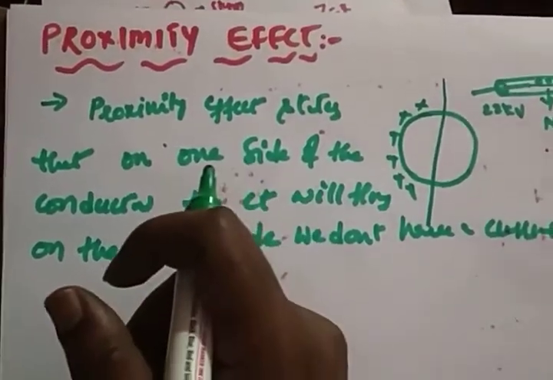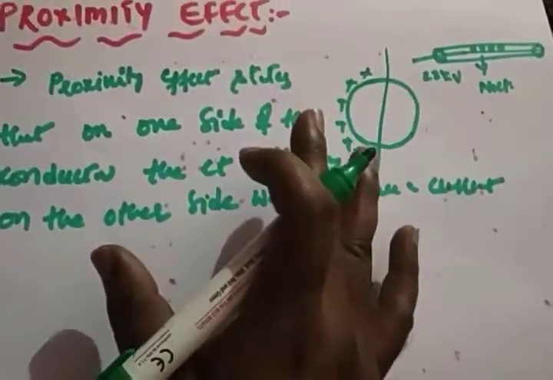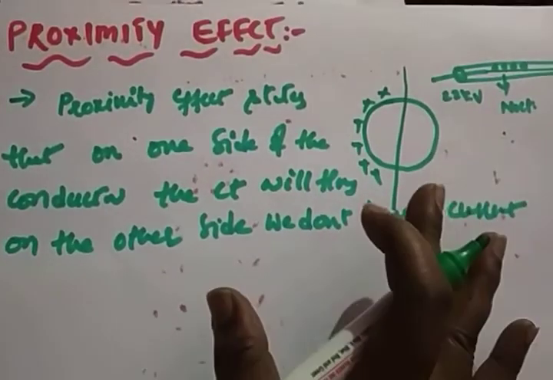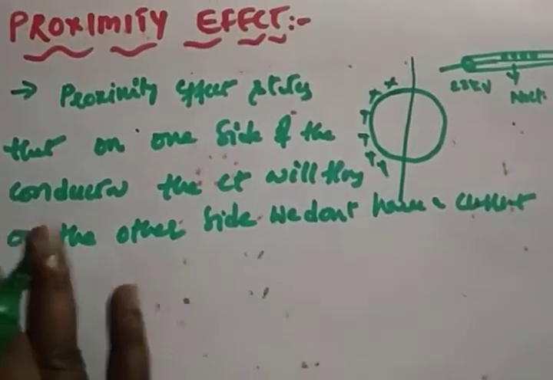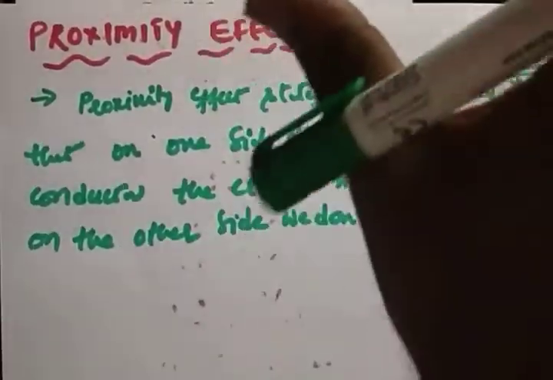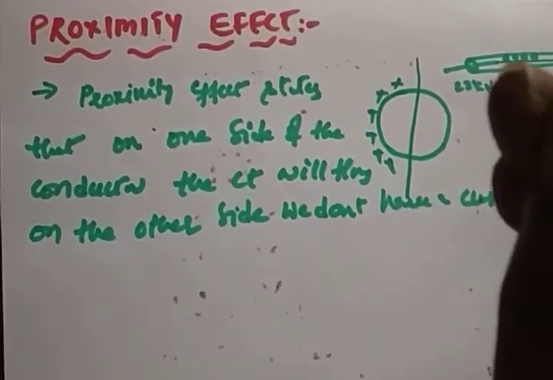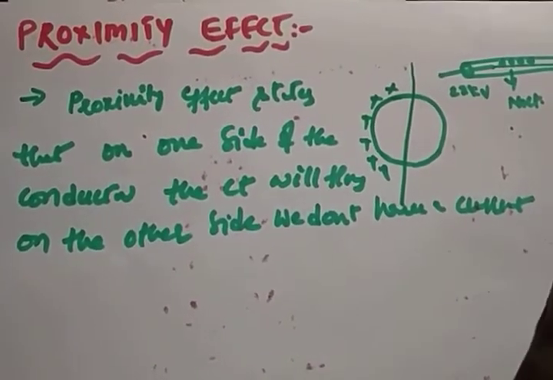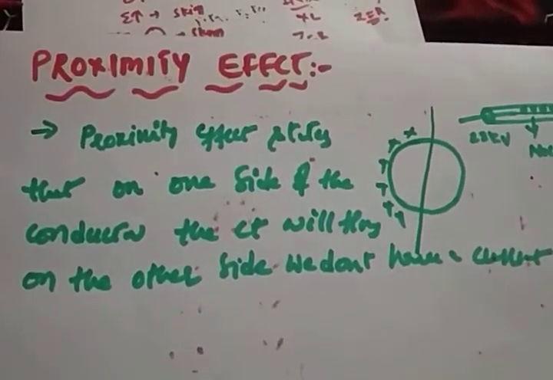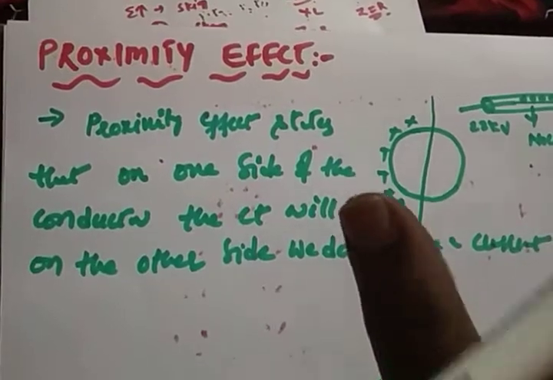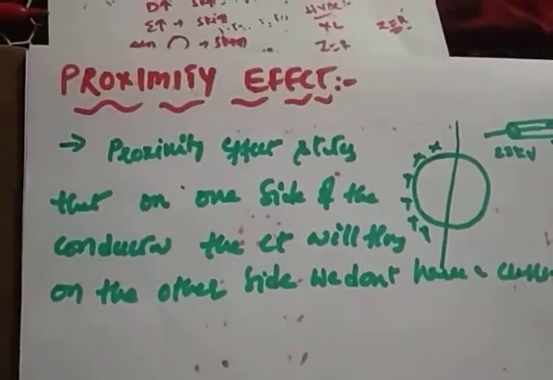In a skin effect, near the center of the conductor the current is a minimum, and at the surface of the conductor the current is a maximum. So this unevenness of current we can call a skin effect. But what is the proximity effect? It states that only on one side, either top or bottom, the current will flow. If the current flows on the top side, there is no current in the bottom. If it flows on the bottom side, there is no current in the top. These phenomena we can call a proximity effect, right?